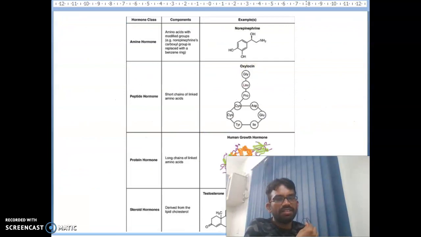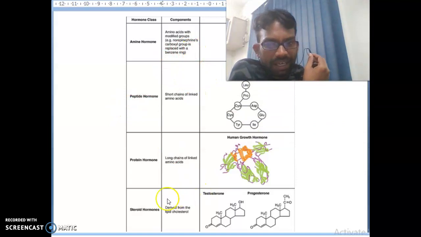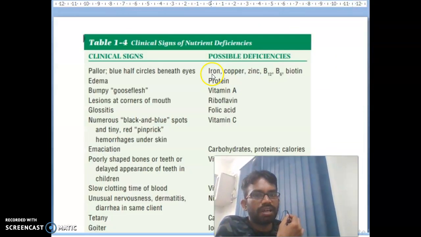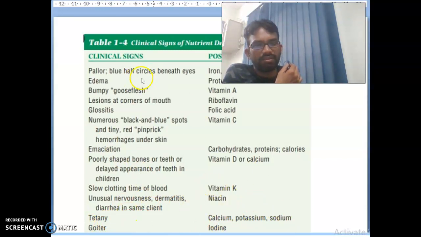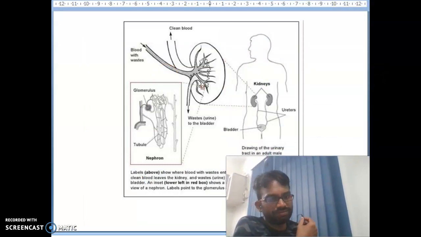And next we will see the hormones and their classes: amino hormones, peptide hormones, protein hormones and steroid hormones. These are some common hormones, and you can see the clinical signals and possible deficiencies. You can find out about vitamin deficiency, iodine deficiency and goiter, calcium, potassium, and what happens if you lack niacin. You can see how our lungs and kidneys function. This picture you can understand.